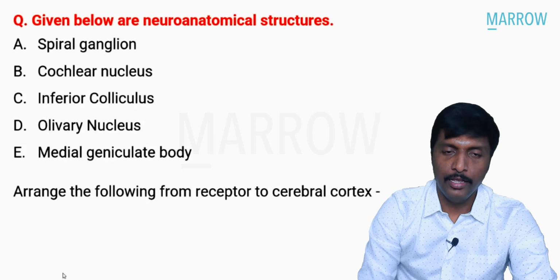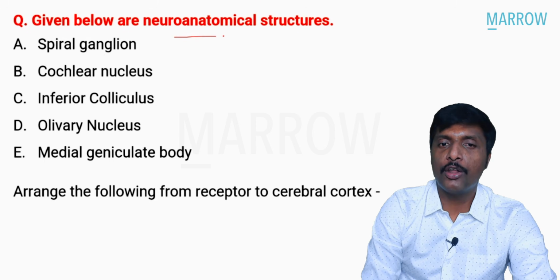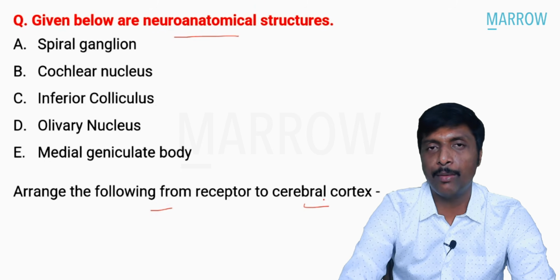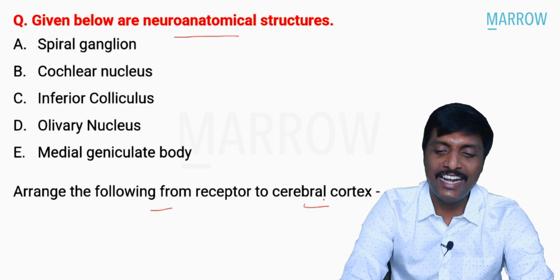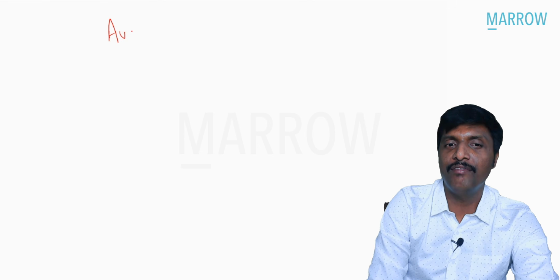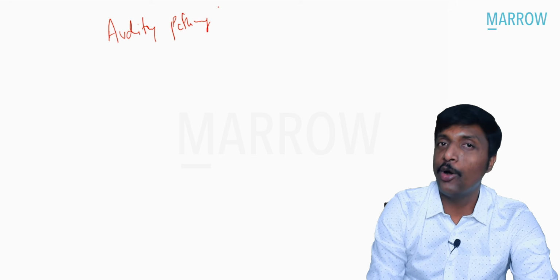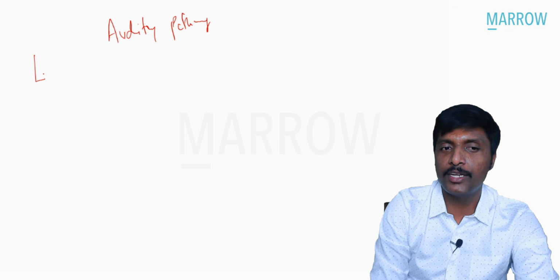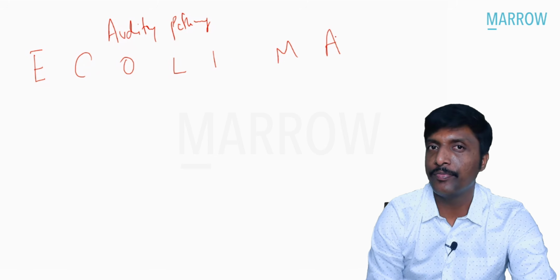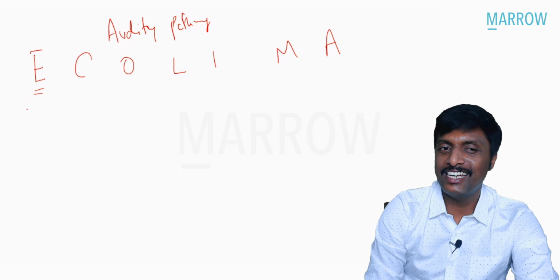Next. Given below are neuroanatomical structures. Arrange the following from receptor to cerebral cortex. The answer is very simple. Auditory pathway, very simple concept. To understand the components, you need to remember a mnemonic. What is this mnemonic, sir? E. coli, MA. What does E stand for?